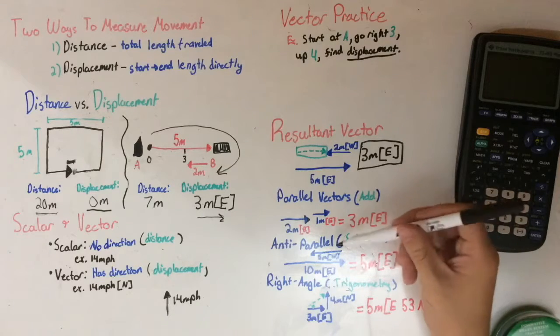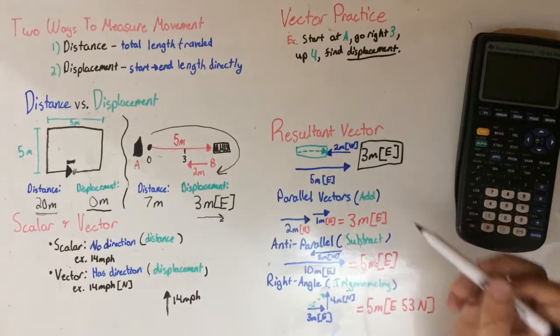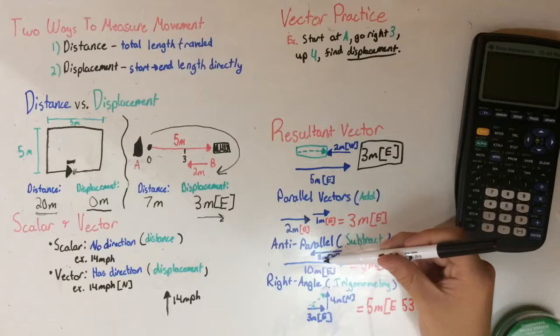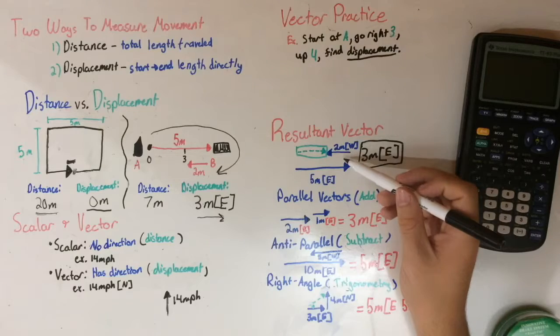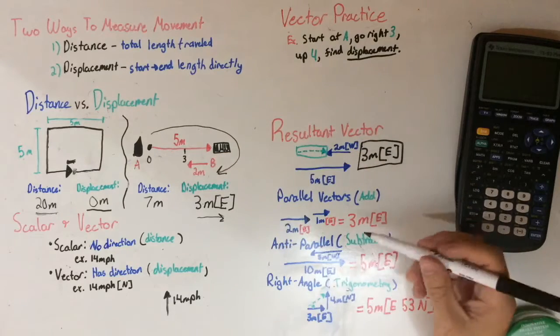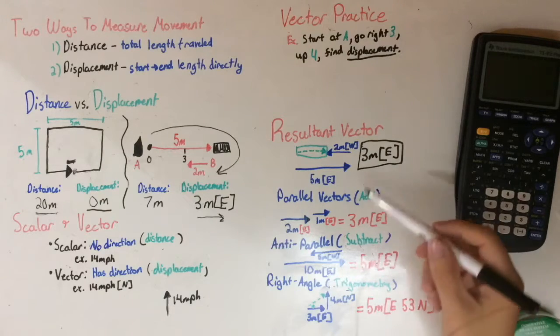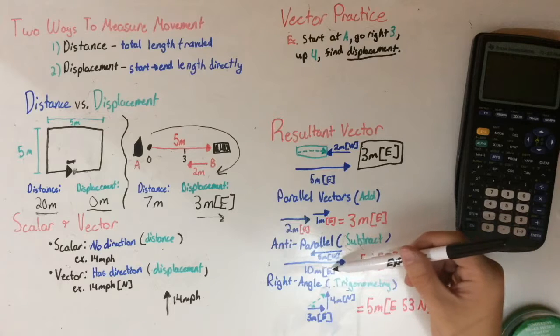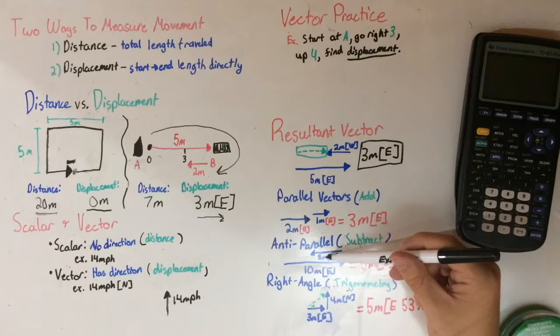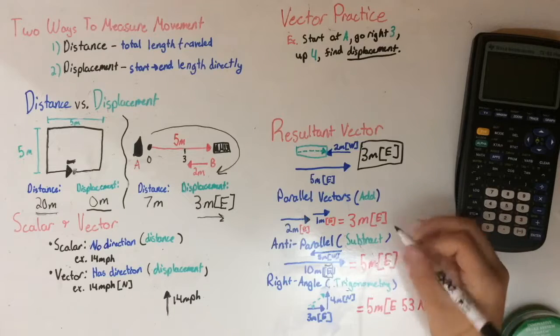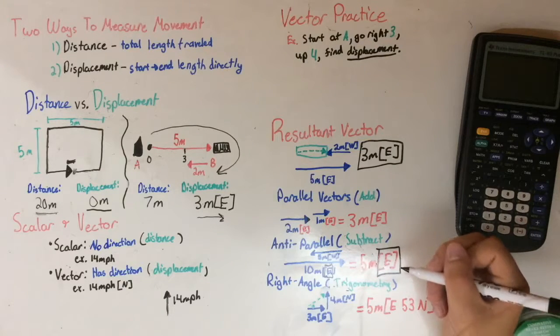Now, what's going to happen if they're anti-parallel or they're going different directions? So let's say I'm going 10 meters east, but then 5 meters west. Well, we're going to go ahead and subtract our two vectors. This is an example of anti-parallel. So we're going to subtract them, so we know we went 5 meters. Now, how do we know which way we're supposed to be going? We take the direction of the larger vector. So we know that 10 meters is larger than 5 meters, so we're going to take the direction of the east. So 5 meters east. That's where the east comes from, is the larger vector.